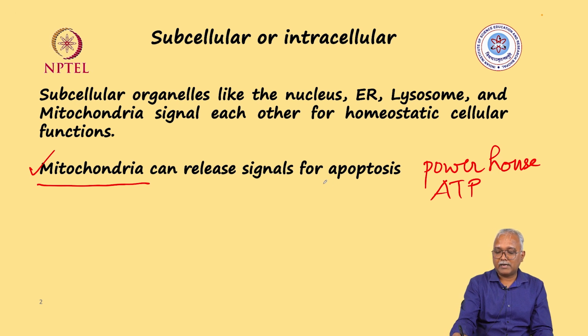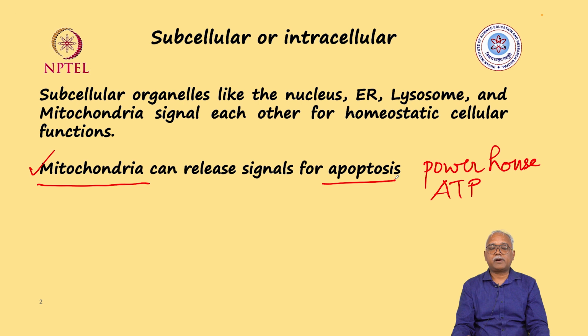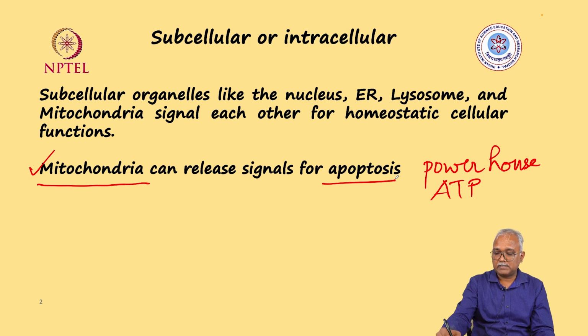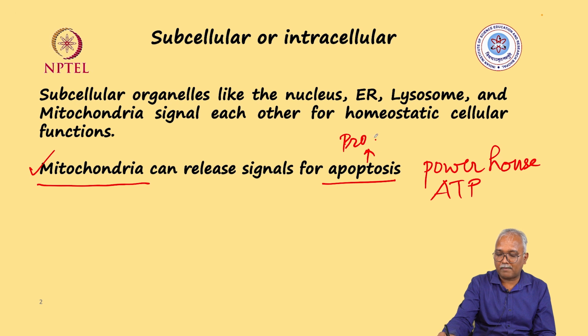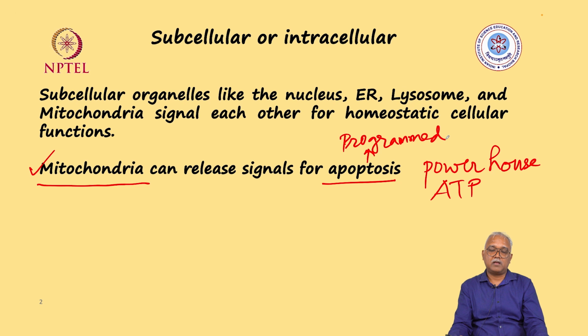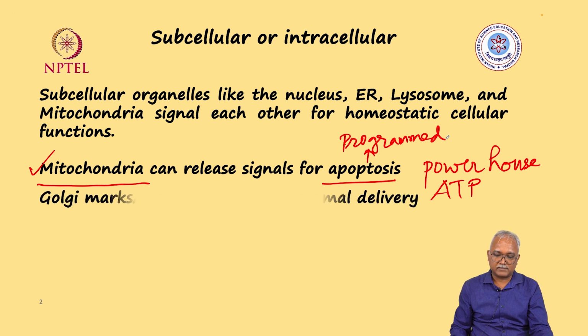Also, under certain cases, mitochondria can give the signal for apoptosis. I hope you understand the term apoptosis, which means programmed death. When we say programmed death, what does that mean? That there must be a signal which will communicate to the cell through mitochondria that the cell has to die, for whatever reason, for whatever circumstances it is facing.